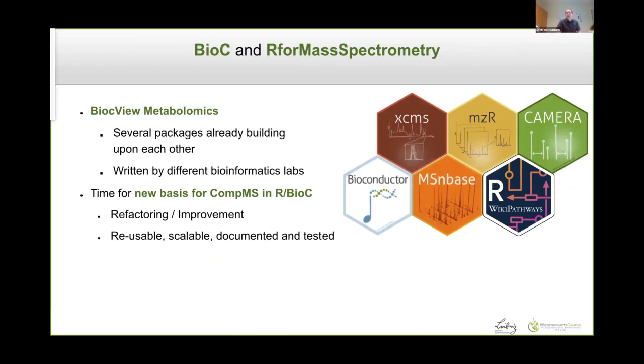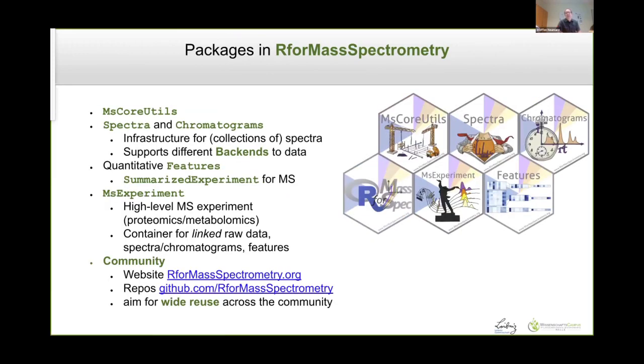Now, what packages do we have in Bioconductor for metabolomics processing? If you go to the BioC view metabolomics, then you see several packages that are already building upon each other and integrating nicely with each other. They were written by different labs. But we saw that it's time for a new basis of computational mass spectrometry in the R world. So some refactoring is currently going on. There is a team led by Laurent Gatto, Sebastian Gibb, and Johannes Rainer from Bozen, Italy, and they are rewriting, refactoring a number of these functionalities.